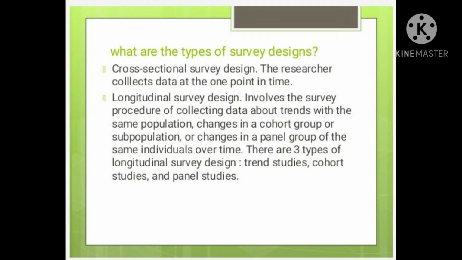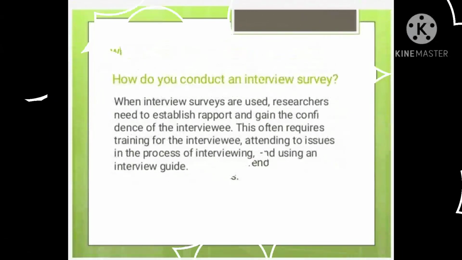It means that it involves the survey procedure of collecting data about trends with the same population, change in a cohort group or subpopulation, or change in a panel group of the same individuals over time. There are three types of longitudinal survey designs. The first one is trend studies, and the second one is cohort studies, and the last is panel studies.